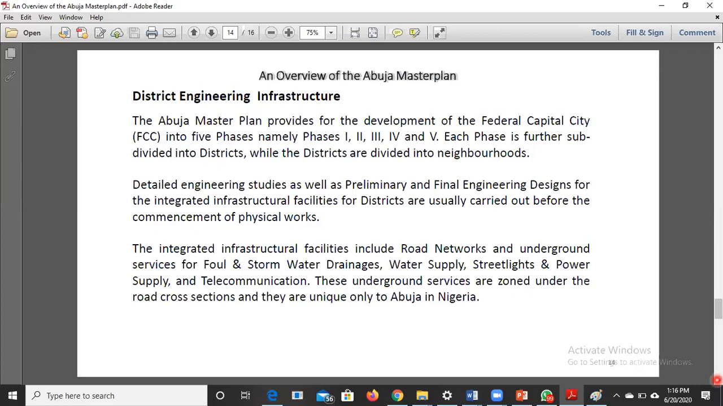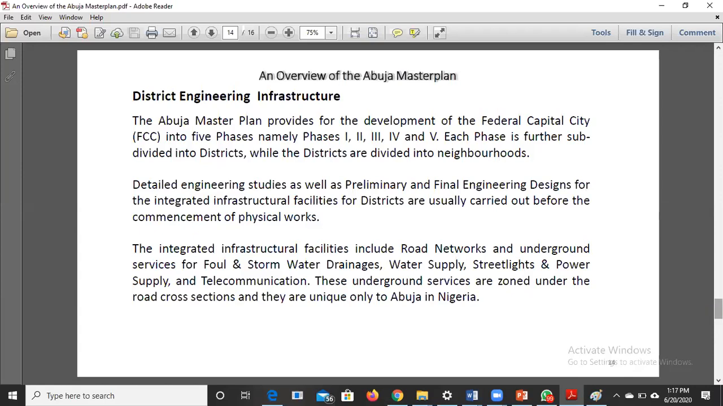If we get the typical cross-section of our roads, we have different categories of roads, of course. We have the primary roads. The primary roads are the expressways and the arterial roads. The arterial roads are the roads that bring traffic from the expressways into the districts. And they also interlink districts. And that is one thing that is unique about Abuja. The districts are linked. So it's different from our cities.